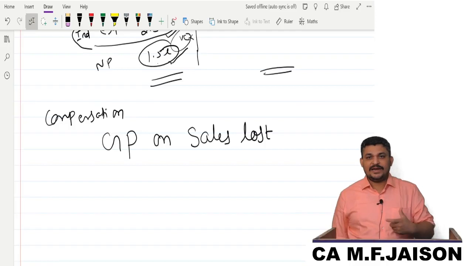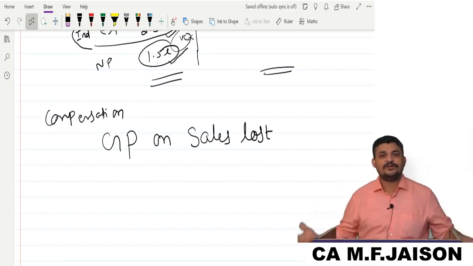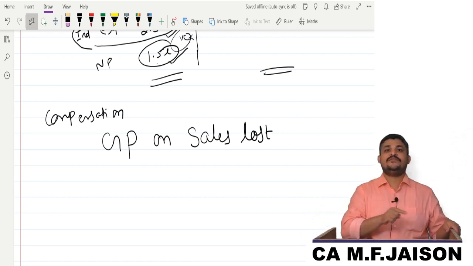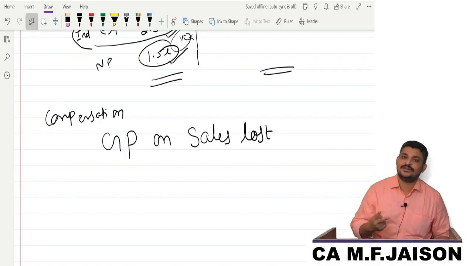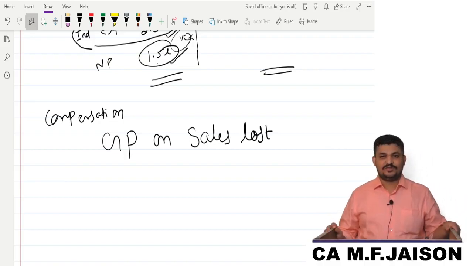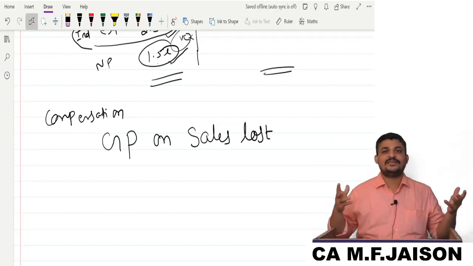7 months. But immediately after fire, within 2 months, I restore the normal business, and I am doing normal business. So will you compensate me for 7 months or 2 months? 2 months only. Because I am losing my profit only for 2 months, you will compensate me only for 2 months. But if I take 9 months, you will compensate me for 7 months. So that is how you should understand.